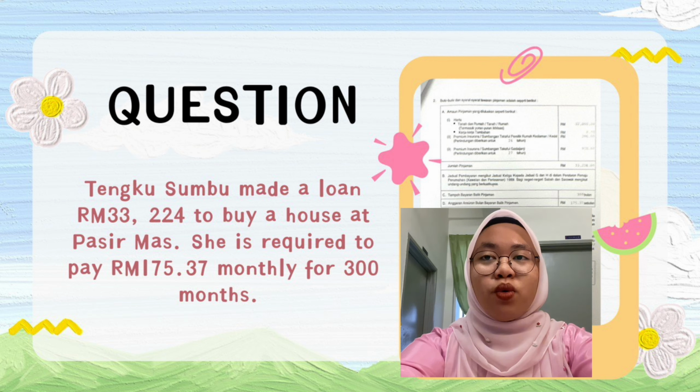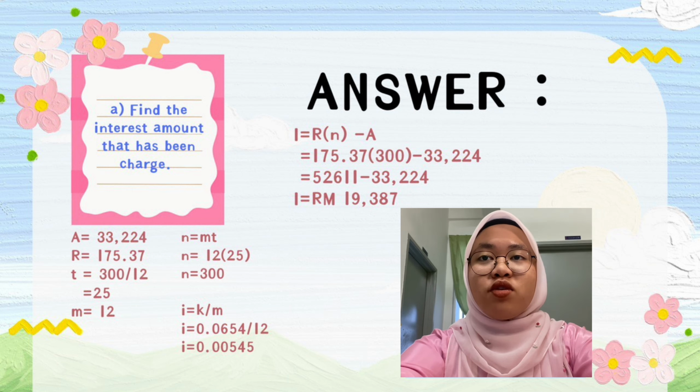Based on the video, we know Tengku Sumbu made a loan 33,224 ringgit to buy a house at Pasir Mas. She is required to pay 175 ringgit and 37 cents monthly for 300 months. So for the first question, we need to find the interest amount that has been charged. Based on the video, we have the information of A equal to 33,224, R equal to 175.37, T equal to 300 over 12 equal to 25, M equal to 12.